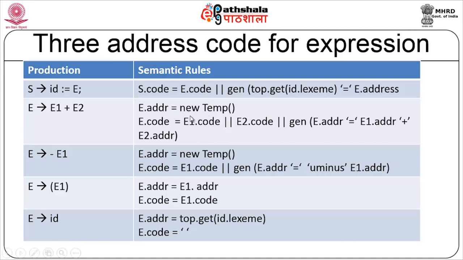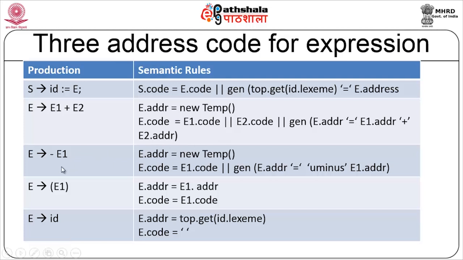E dot address is equal to new temp, that is, the LHS variable now gets a new temporary location. The code corresponding to this is nothing but generate code for E1 followed by code for E2, so E1 dot code followed by E2 dot code followed by gen. This gen literally generates the three address code, which is E dot address, the new temporary variable you created, equal to the variable of E1 plus the variable of E2.